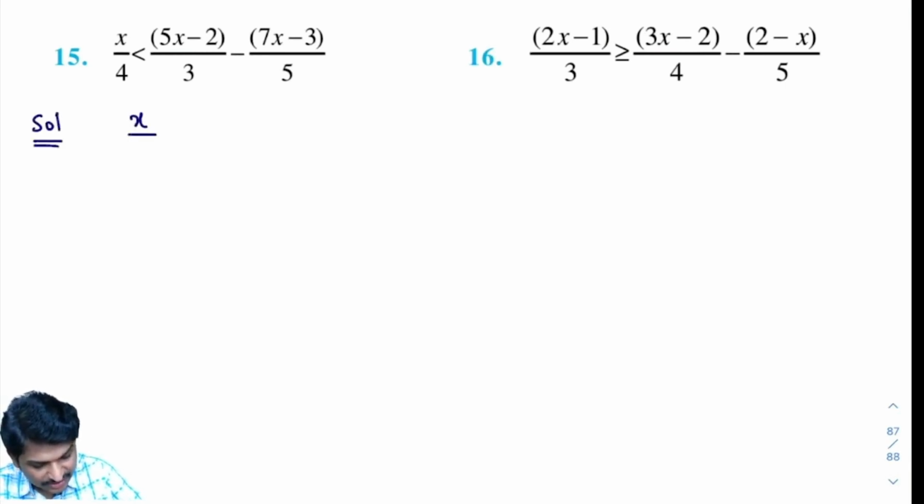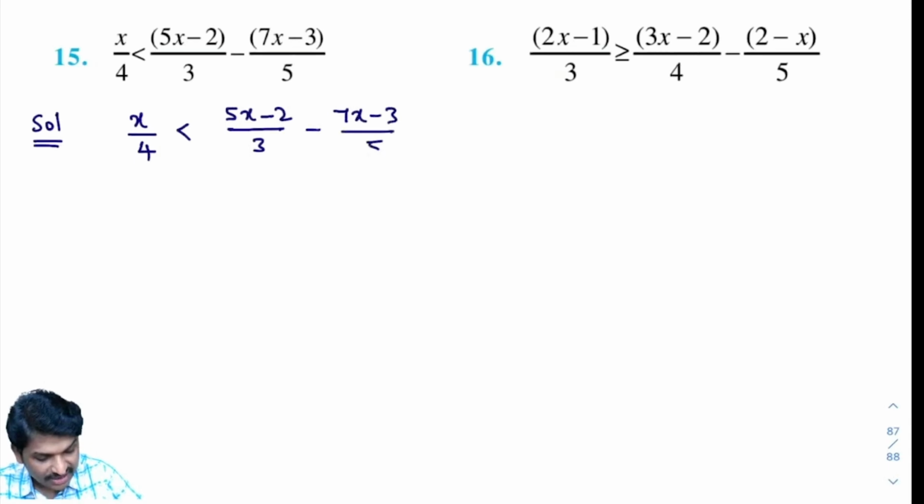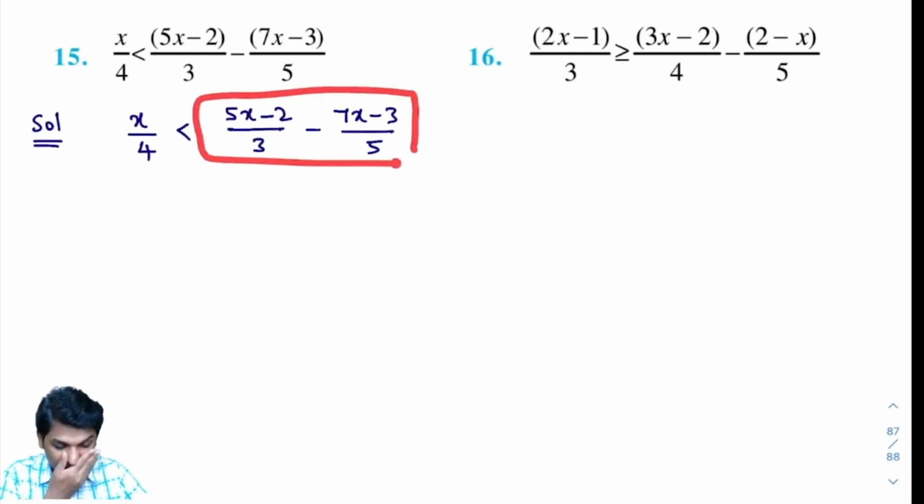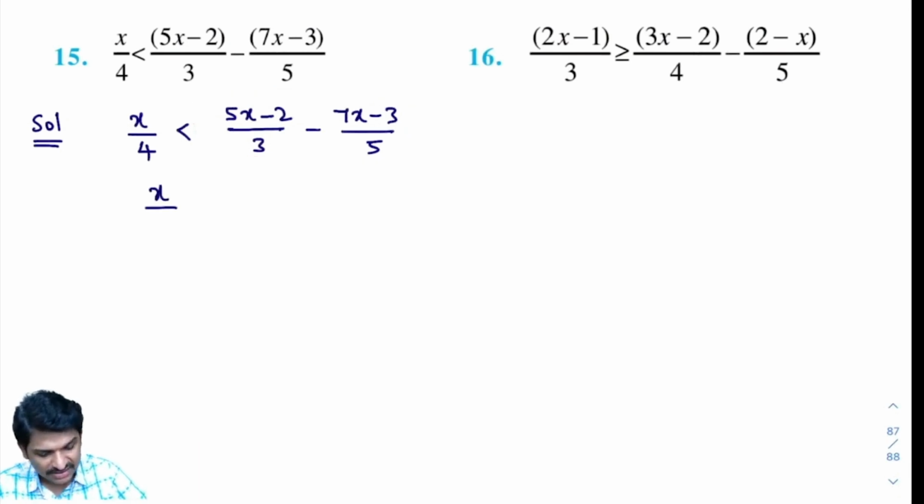What is given? x by 4 is less than 5x minus 2 divided by 3 minus 7x minus 3 divided by 5. So much of sweating. Alright. So here x by 4. How to solve this inequality? We need to find real x values which satisfy this inequality. First, what I'll do is simplify this right hand side part. This is normal simplification only. Those who completed SLC can do it very easily.